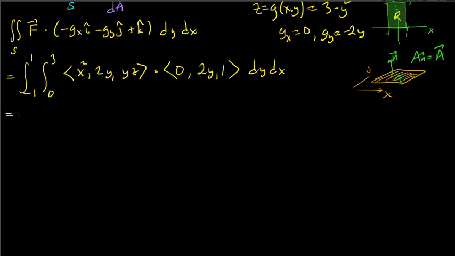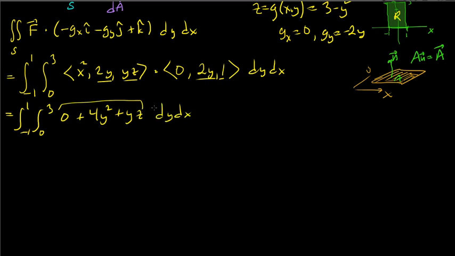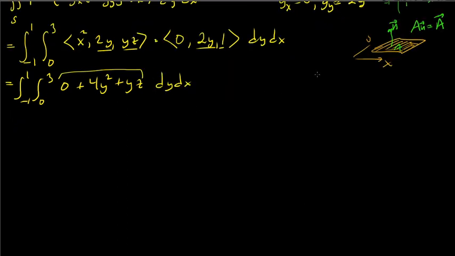By now you're all experts at that, I'm sure. x squared times 0 is 0, plus 2y times 2y is 4y squared, and then yz times 1 is plus yz. So our integrand, the thing we're integrating, is just 4y squared plus yz.